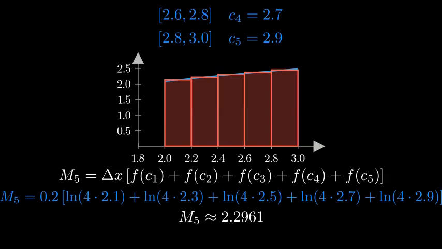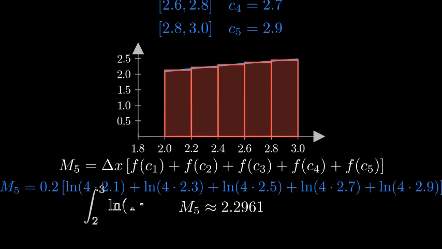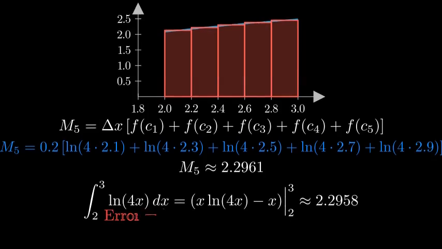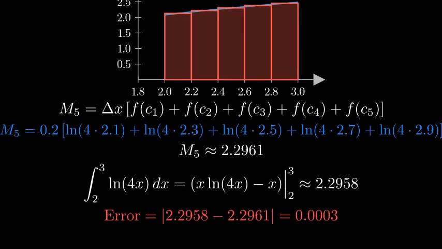Let's compare with the exact area. The antiderivative is x times log of 4x minus x. Evaluating from 2 to 3 gives about 2.2958. The error is about 3/10,000ths.